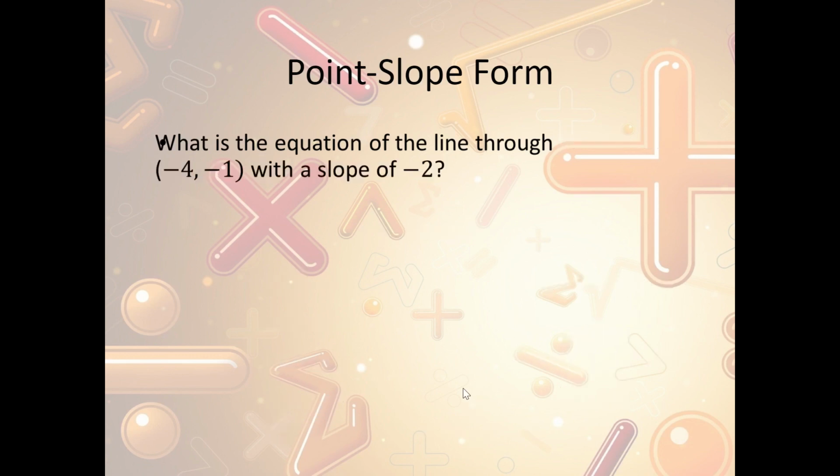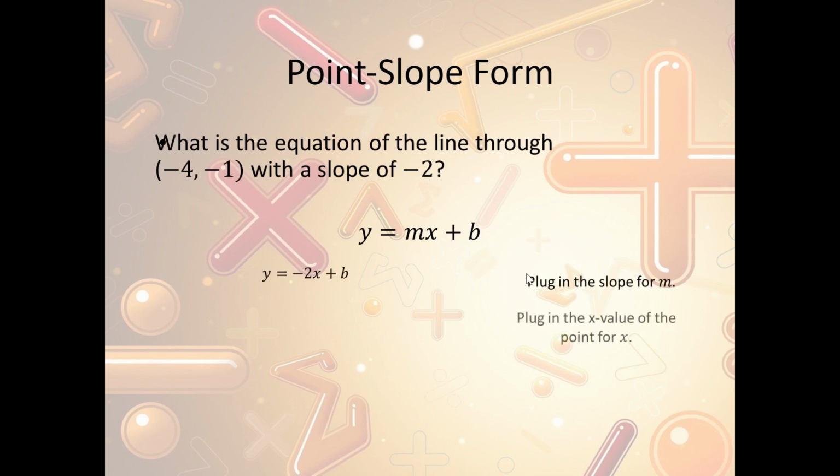Now let's look at another example. We have -4, -1 as our point, and the slope is -2. So we're going to start with y equals mx plus b, and then we're going to plug in what we know. Well, we know the slope is -2, so that goes in for m. So this becomes y equals negative 2x plus b.